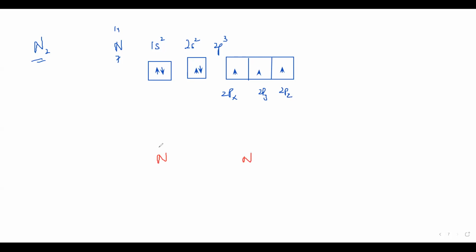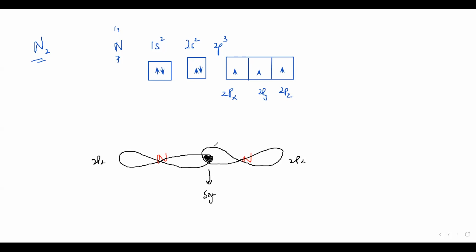First we draw 2px. So 2px of one combined with 2px of the other. When they overlap or combine, what kind of bond is formed? That is called a sigma. Then 2py. This is 2py and this is also 2py. So there will be attraction between them, from top to bottom. What kind of bond? It will be a pi covalent bond.